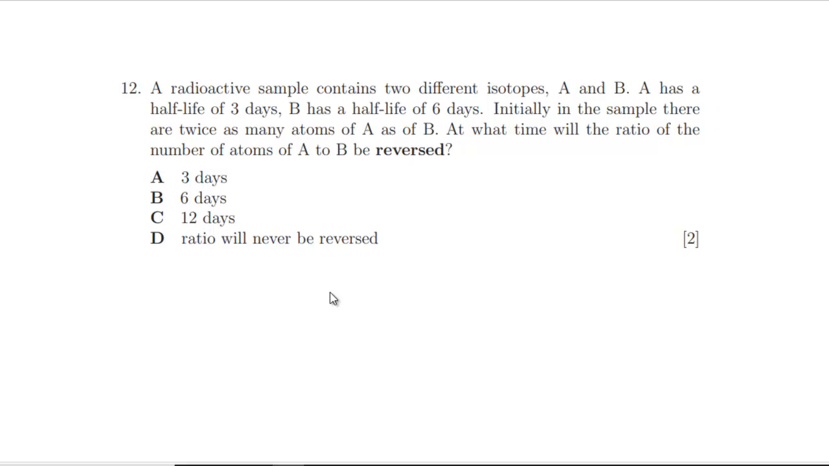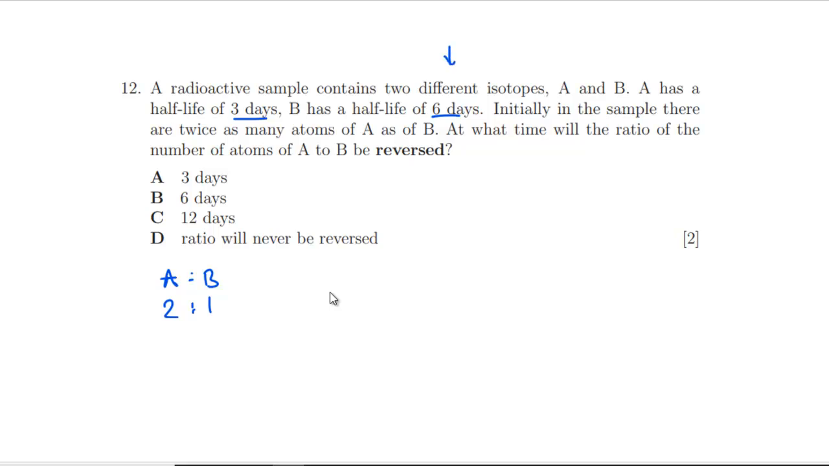Right, a radioactive sample contains two different isotopes, A and B. A has a half-life of 3 days, B of 6 days. Initially in the sample, there are twice as many A's to B's, so a ratio of A to B is 2 to 1. At what time will this ratio be reversed? Well, let's go in blocks of 6 days because I can't believe they're going to give us part of a half-life of B.